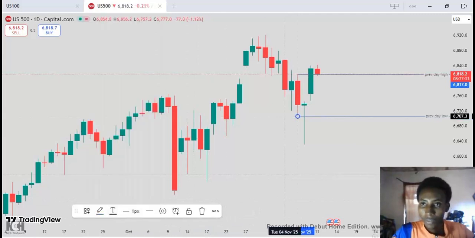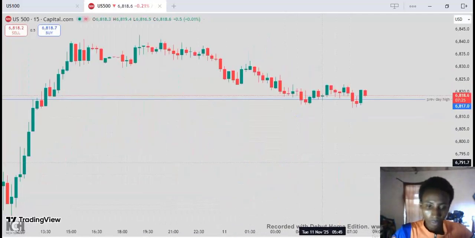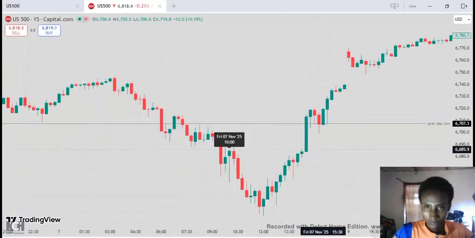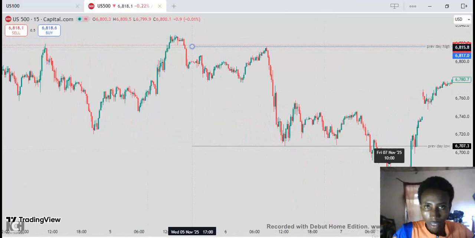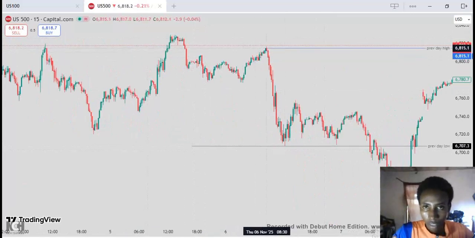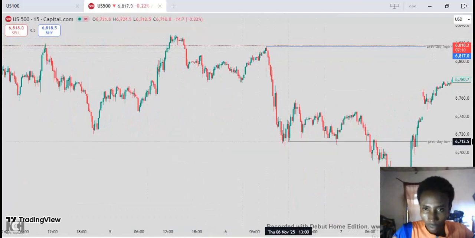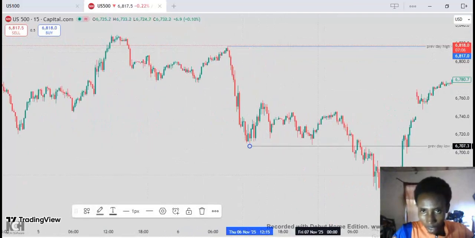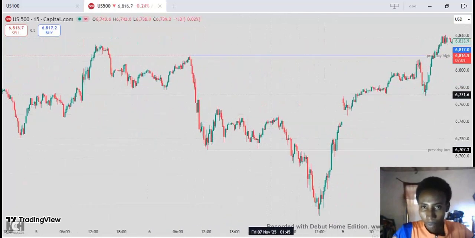That's the first two things I'll mark, and then I'll go into my 15 minutes time frame. Alright, let me adjust this so you can match the high. This is the highest high on the 6th, which is Thursday, the previous day. So I've marked those highs. What I'll be looking at is what we have above and what we have below.